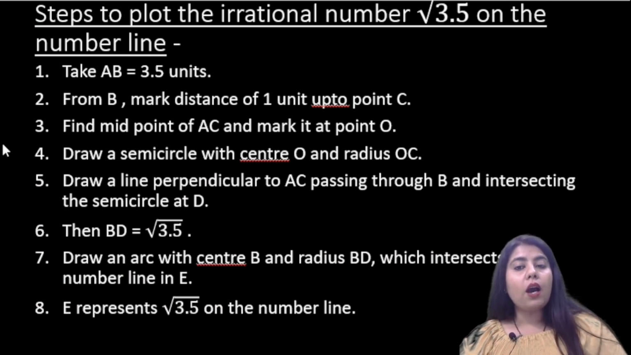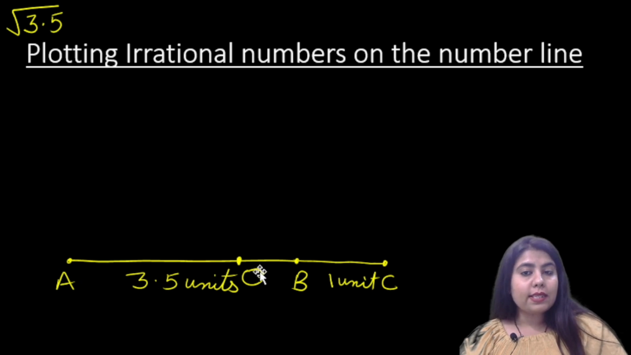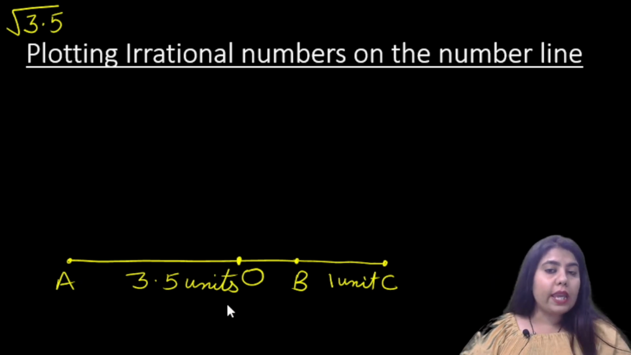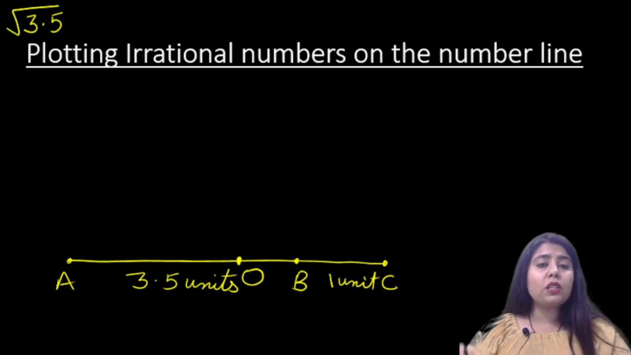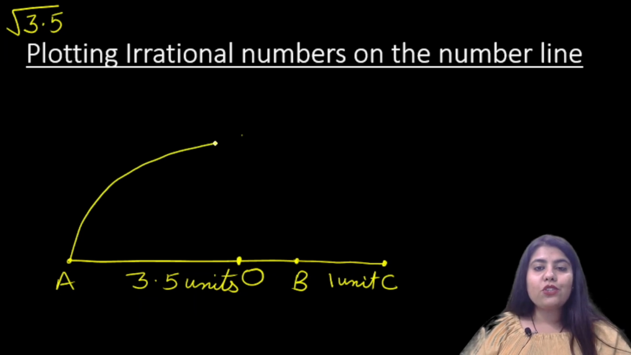O. Now with center O, we have to take O as the center and OA as the radius. We have to put the compass point on O, open the compass and point the pencil on A. You have to take O as the center and OA as the radius, and you have to draw the semicircle.